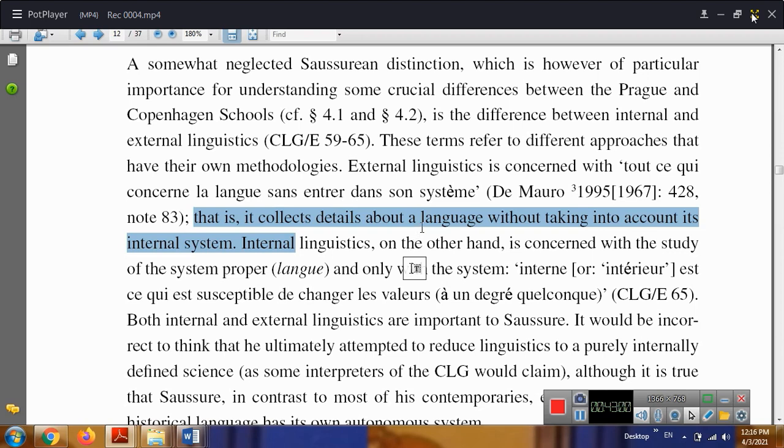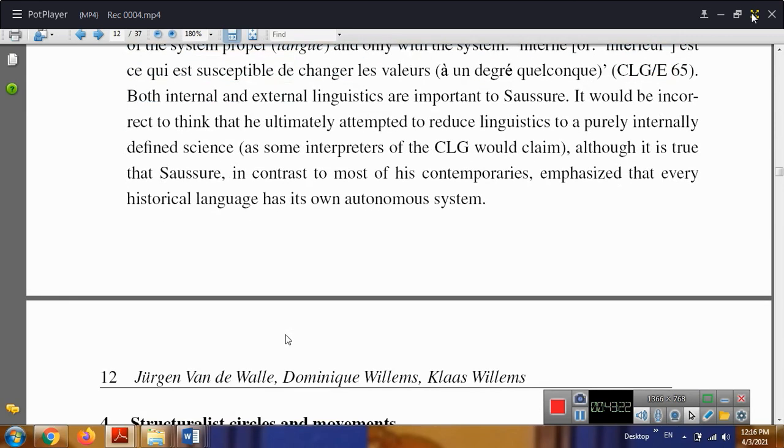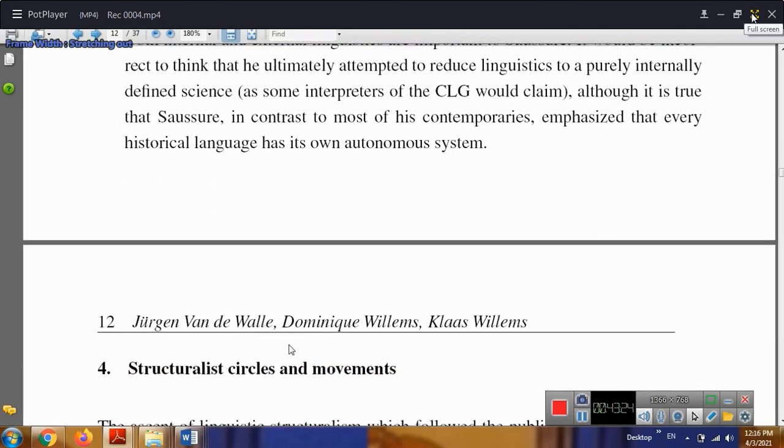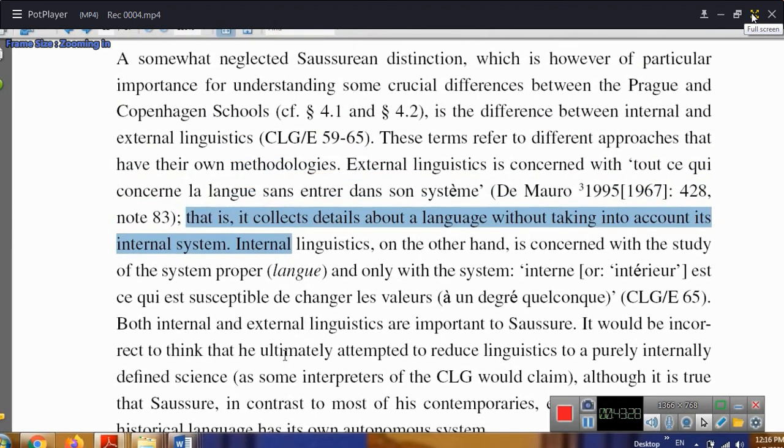The Prague and Copenhagen schools are different from each other because they pay attention to one of these concepts. You should know that we have external and internal linguistics: in internal we are concerned with the system of language and the internal characteristics of language, but in external linguistics we don't care about the internal features of linguistics.